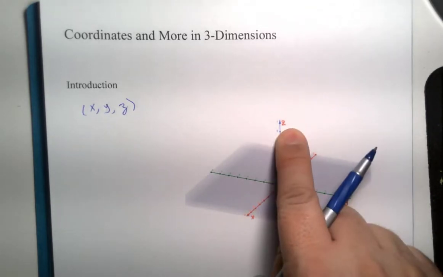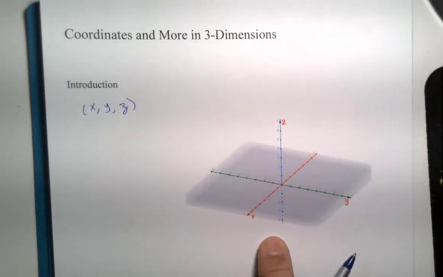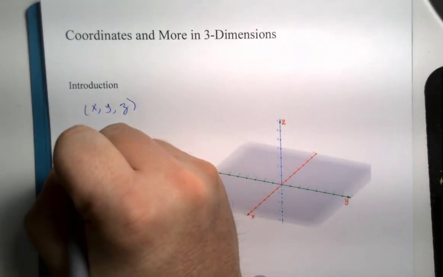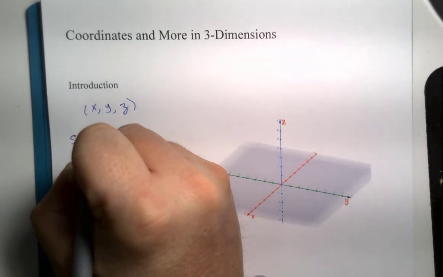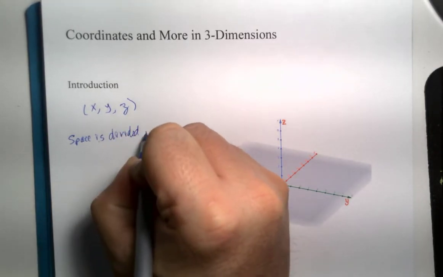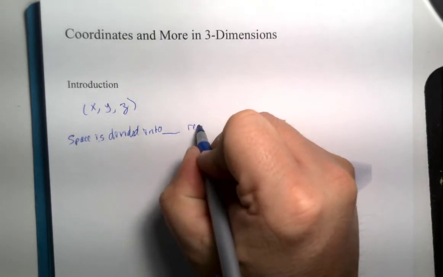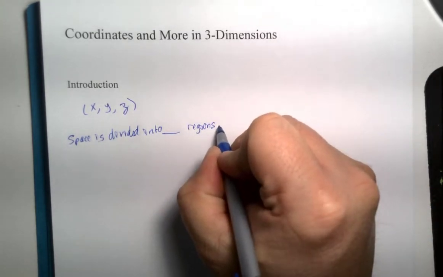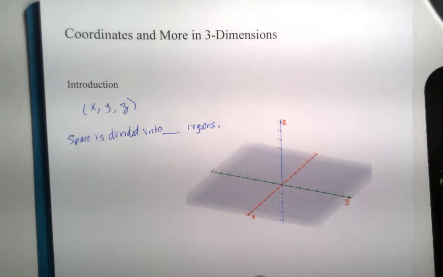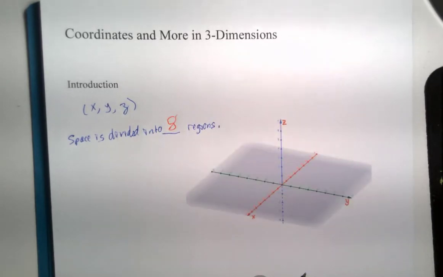X, Y, Z. How many regions is space divided into by these three axes? Space is divided into how many regions? Well, that's right. There are going to be 8 of them.